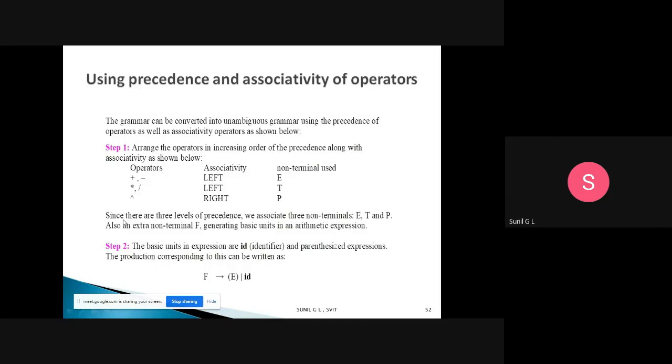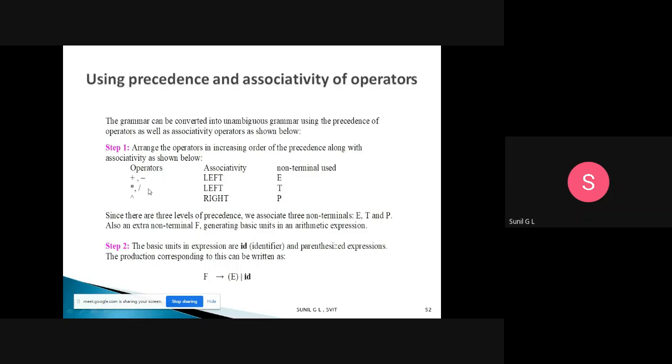Since there are three levels of precedence, we associate three non-terminals. Why are we taking three non-terminals? Because we have three levels of precedence. First we give the highest precedence to the square, then after that star and division, and after that we give plus and minus.